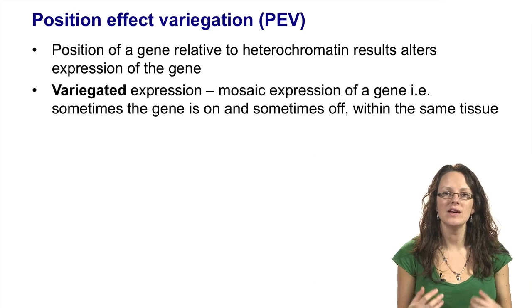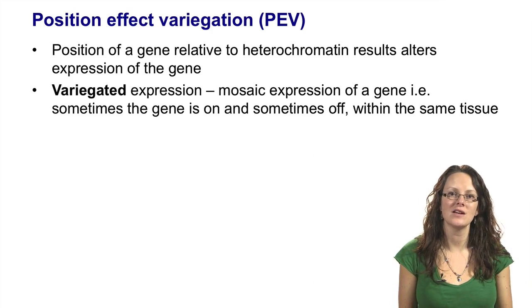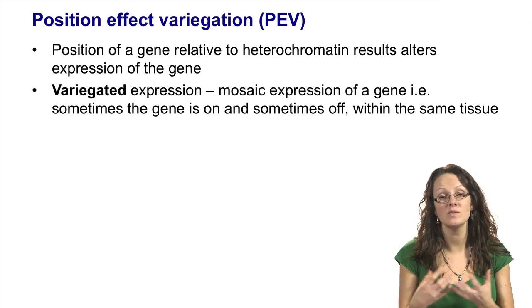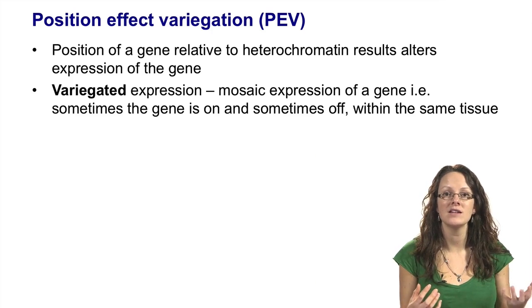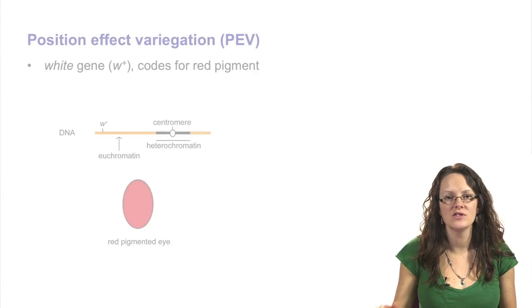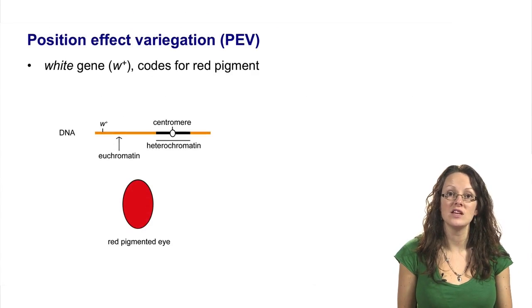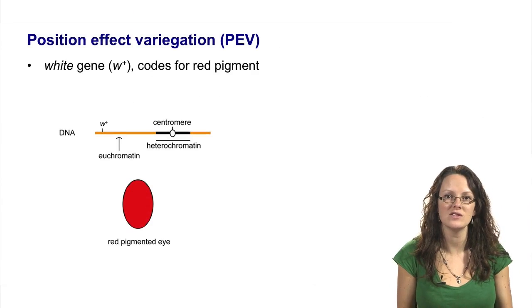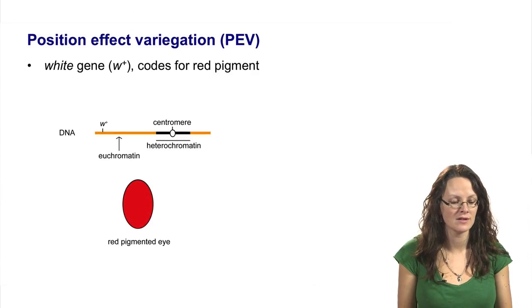So putting the two together then, position effect variegation is saying that genes when located near to heterochromatin can display variegation. So they can be sometimes on and sometimes off, and this is determined by the fact that they are nearby to heterochromatin. So in the fly, position effect variegation is observed in the eye colour phenotypes, and this is when position effect variegation was first described.